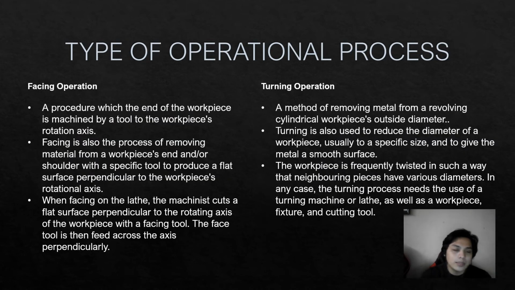So next up, I'll be explaining the types of operational processes that will be used. So there are 3 operational processes. The first one is the facing operation, which is a procedure in which the end of the workpiece is machined by a tool to the workpiece rotation axis.